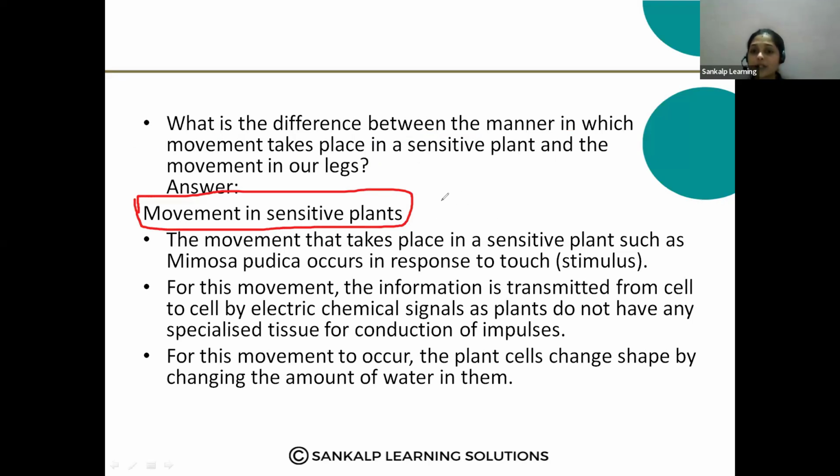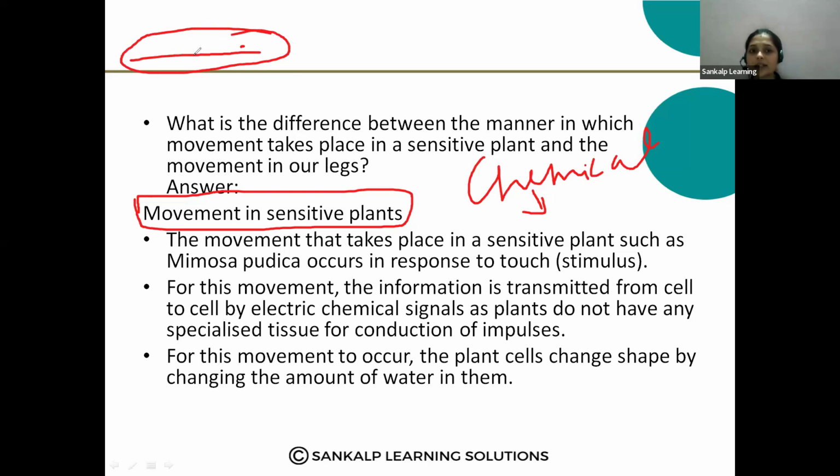Because when you touch that plant, they release some chemicals. Okay, so those chemicals, what they will do, they will help to move the water out of the cells of the leaves. So when you are touching that plant, that is causing release of the chemicals, and those chemicals are causing the movement of the water out of the cells of the leaves. So that is causing the drooping of the leaves.